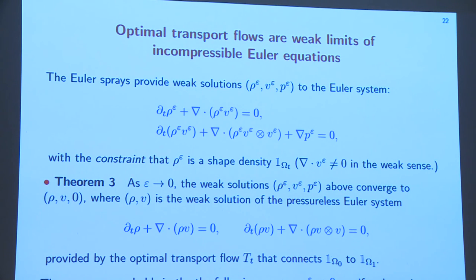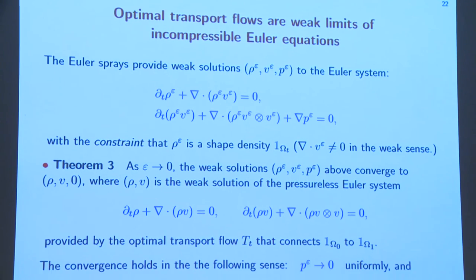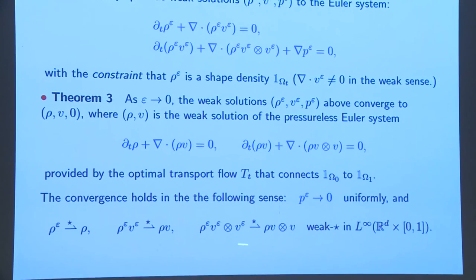So what's happening as epsilon goes to zero in the previous theorem is that the weak solutions you get from incompressible Euler are converging in a weak sense to solutions of the pressureless Euler system here. The pressure is actually going to zero uniformly. And the other ones converge in the weak star sense.